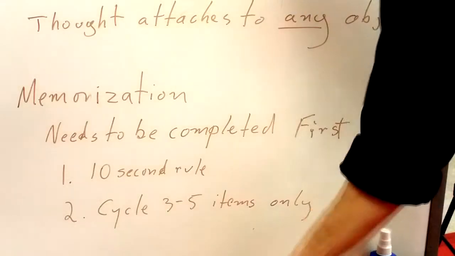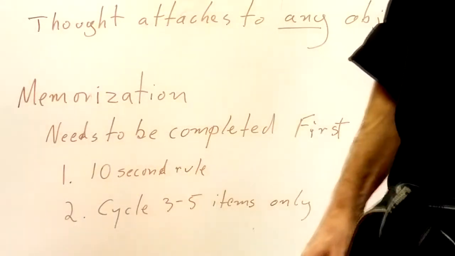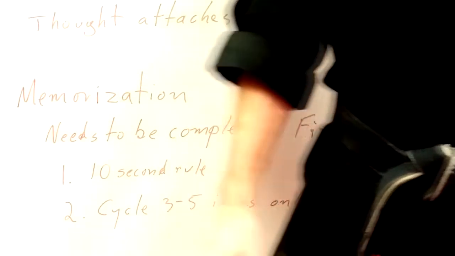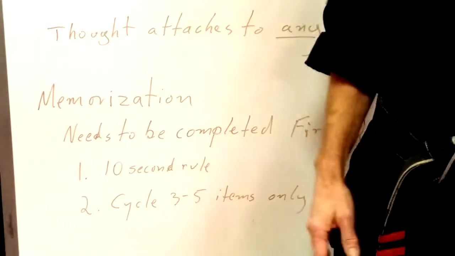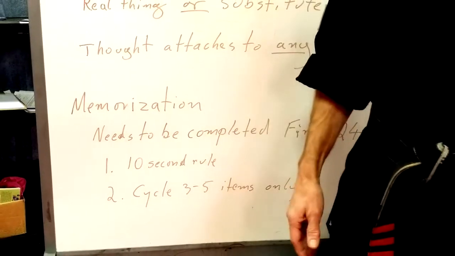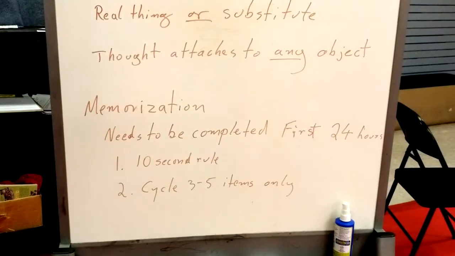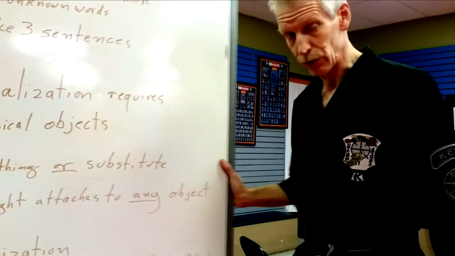Memorization itself, the process needs to be completed in the first 24 hours. It takes us about 24 hours to completely forget everything we learned, or at least 90% of it. If you statistically look at how much people retain from what they originally learned, you're going to find that after about 24 hours, most people have forgotten about 90% of what they tried to retain.